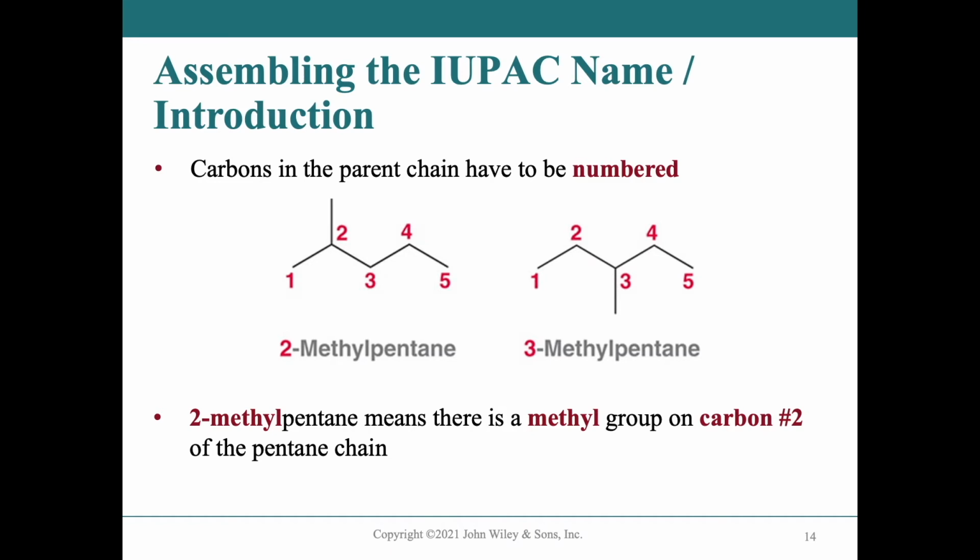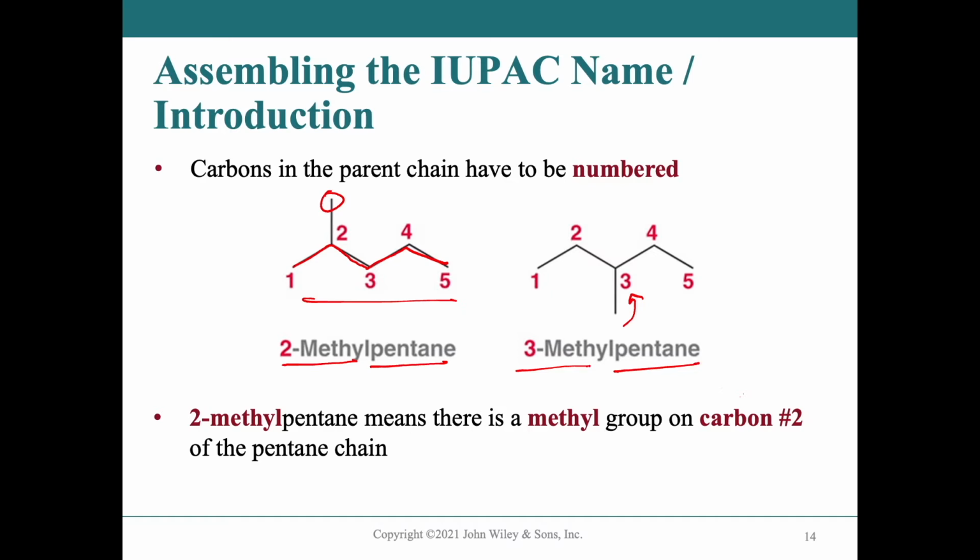Okay, so let's try this out now. Let's assemble the IUPAC name. We have here a 1, 2, 3, 4, 5 carbon chain, and this is also a 5-carbon chain. We have one where we have this methyl group as a substituent here. So the name is 2-methyl, and then pentane for the 5-carbon parent chain. Here though, the methyl group is attached at the 3rd carbon. So that's why we call it 3-methylpentane.